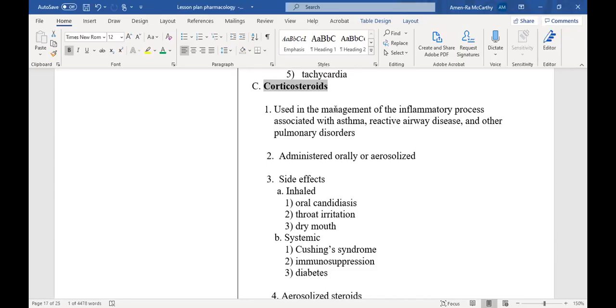Corticosteroids. These are used for inflammation, either orally or aerosolized. Okay. Now, there are some side effects that you need to know about steroids, whether they're oral or aerosolized. The inhaled side effects are oral candidiasis. What is that? Who knows what that is? What's the other word for that? Candidiasis is thrush. You ever heard of thrush?